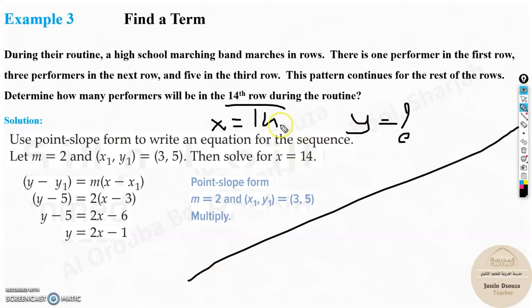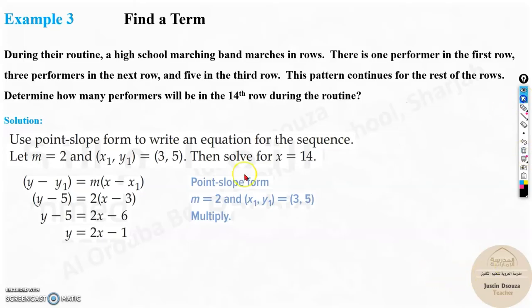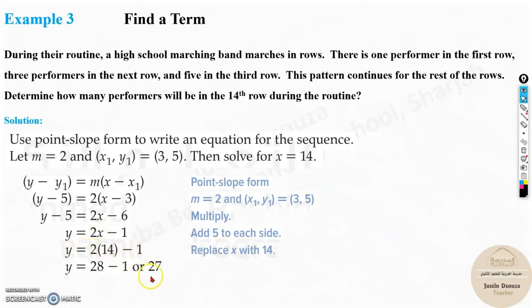Now, you want to know what is the y value at x is equal to 14. At x is equal to 14, sorry, this is x is equal to 14. What is the y value? Okay, we can easily find it. Just substitute over here the x value of 14 and solve for y. Replace, solve it. You're going to get the answer 27. So this is how we can solve it by point slope formula.